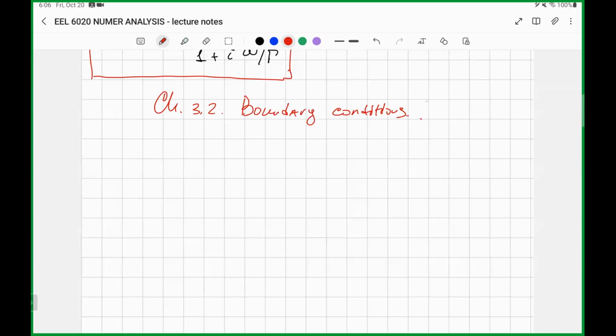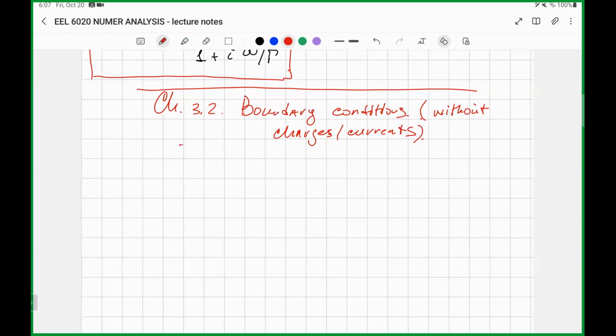And for simplicity, let's derive them without surface charges and surface currents, without charges and currents, because essentially this is the only case we will need or we will use. Okay, so boundary conditions.